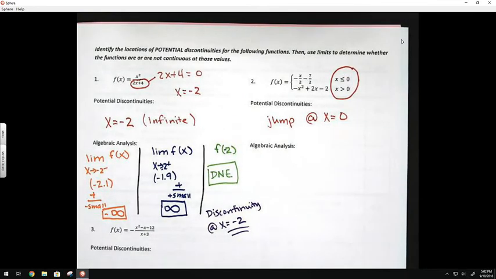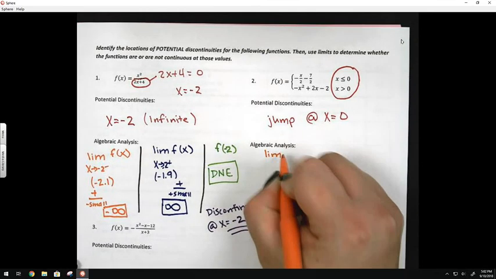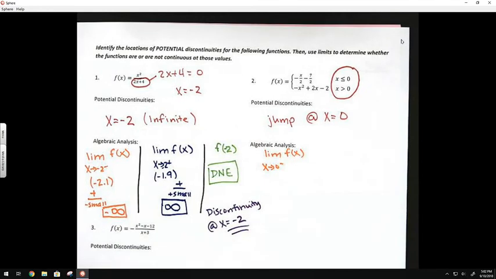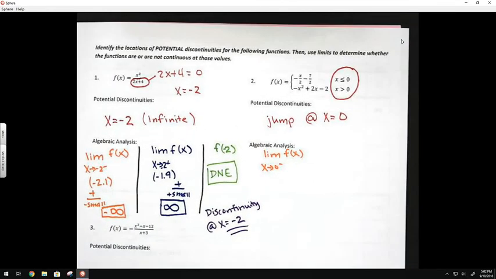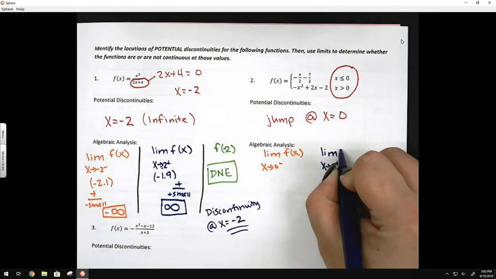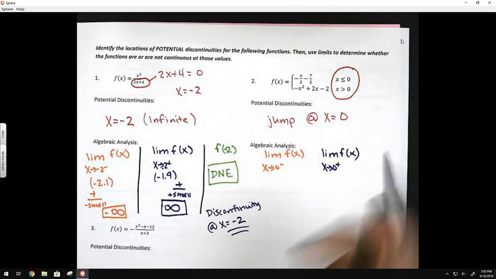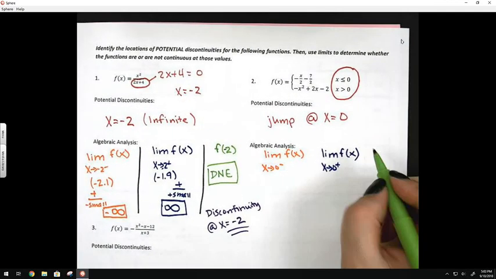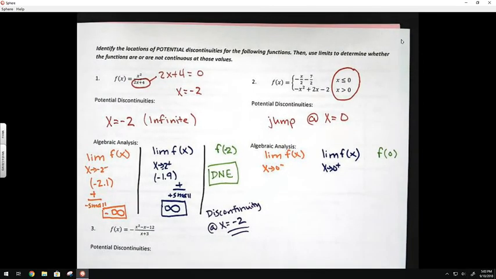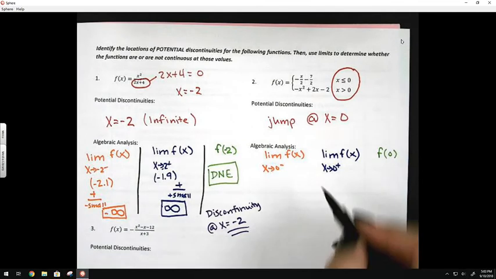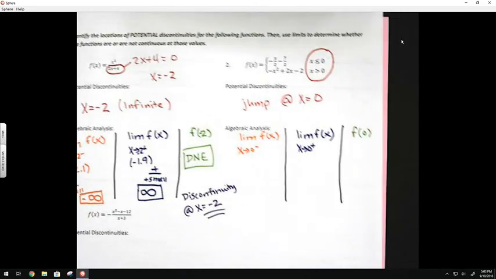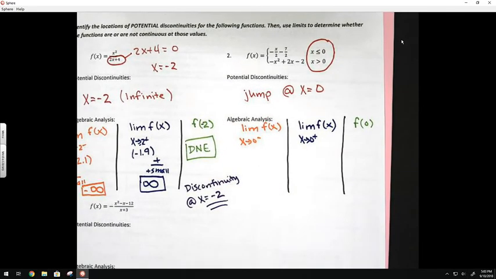We're going to do the limit as x approaches 0 from the left. We're going to do the limit as x approaches 0 from the right. And then we're going to actually do the function value at 0. And again, we want these three things to equal each other. If they do, then there's no discontinuity. If they don't equal each other, that's how we know there's actually a discontinuity.